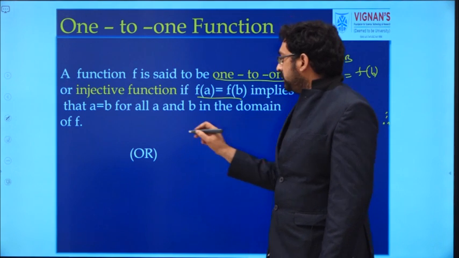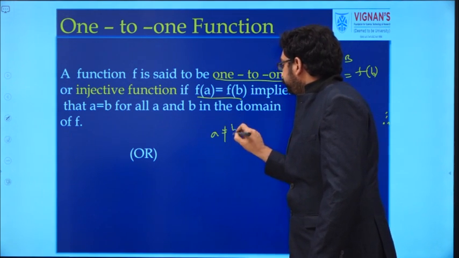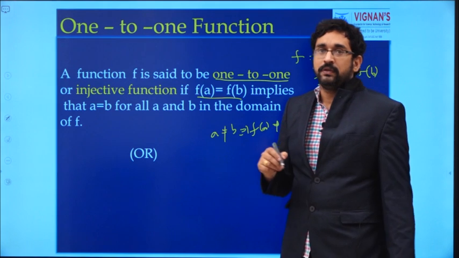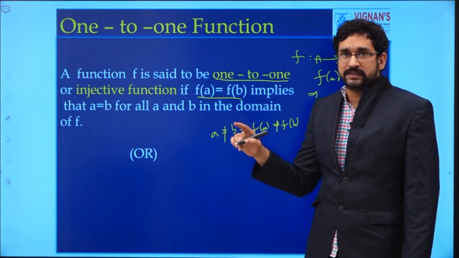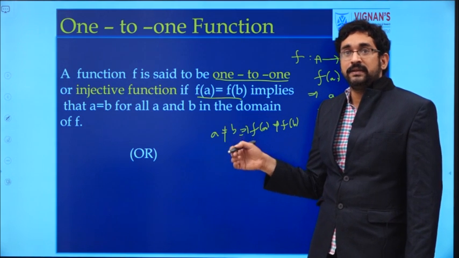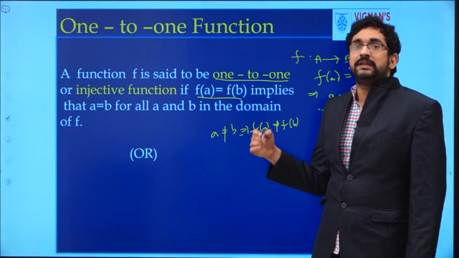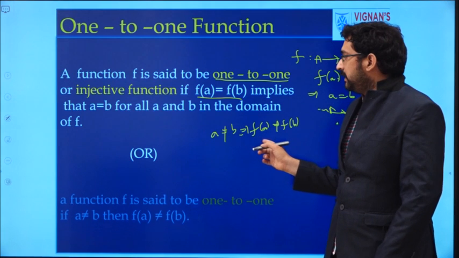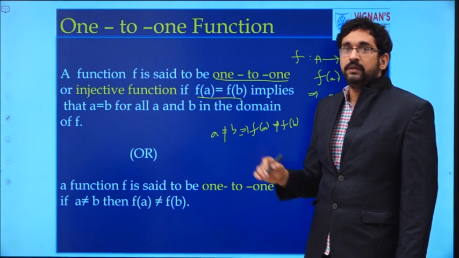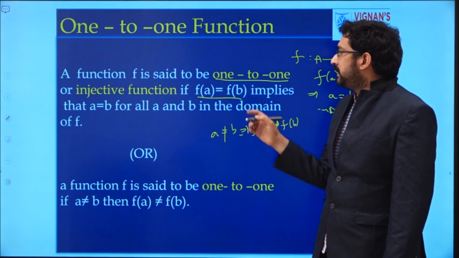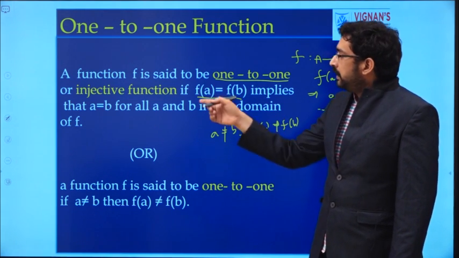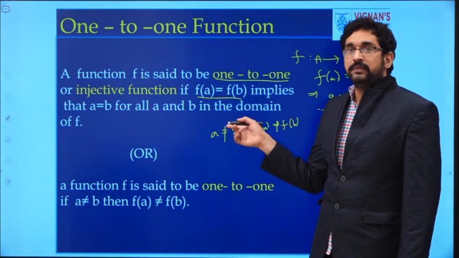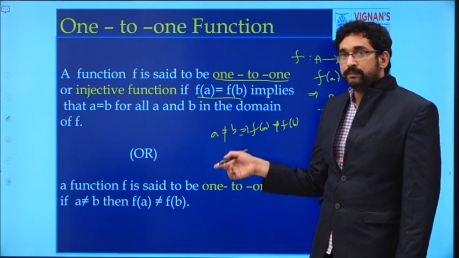It also can be written as if a not equal to b, then f of a also should not be equal to f of b. So we can define a one-to-one function in two ways. If f of a equal to f of b, then a must be equal to b. Or in another way, a not equal to b implies f of a not equal to f of b. If that condition is satisfied, then we can say that f is 1-to-1 or injective function. That is, f of a equal to f of b implies a equal to b.